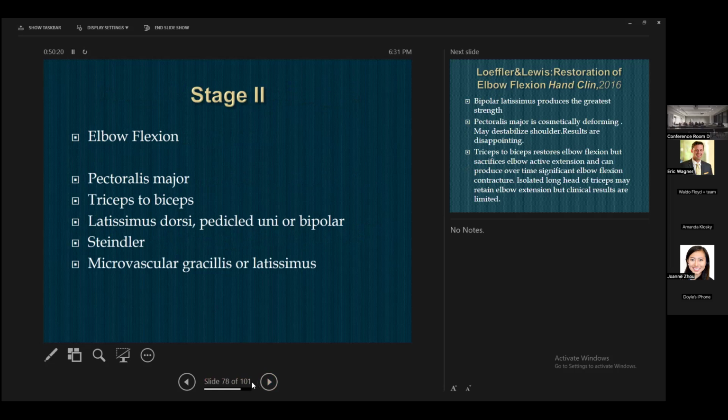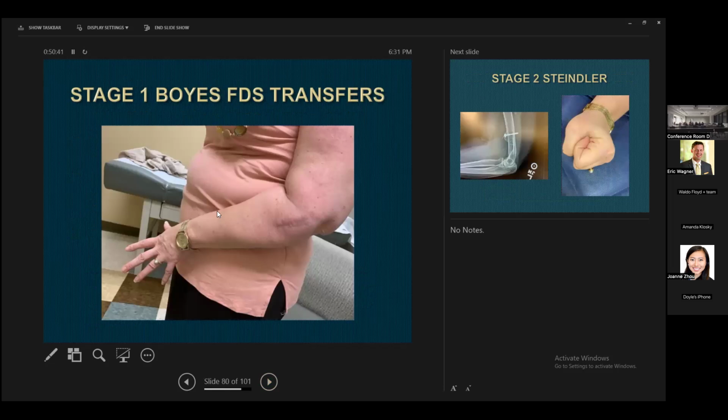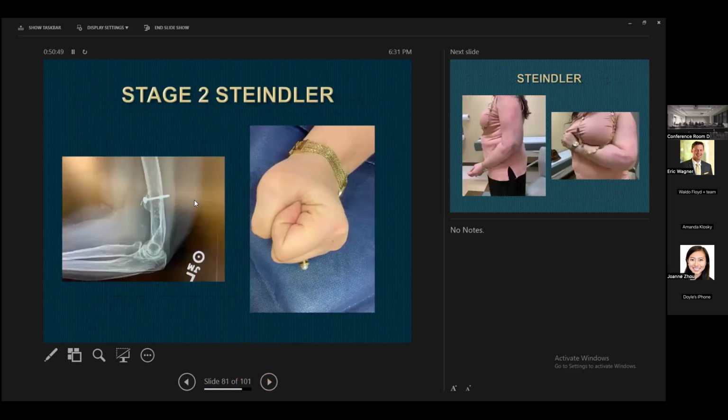The pec major should be condemned. The bipolar latissimus, according to this study, produces the greatest strength. The pec major is cosmetically deforming and may destabilize the shoulder. With the triceps to biceps, you're sacrificing extension for flexion. And this is a lady who had already had the Boyes transfer for digital extension and could not flex her elbow.